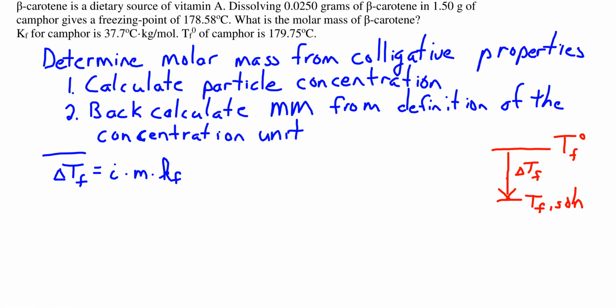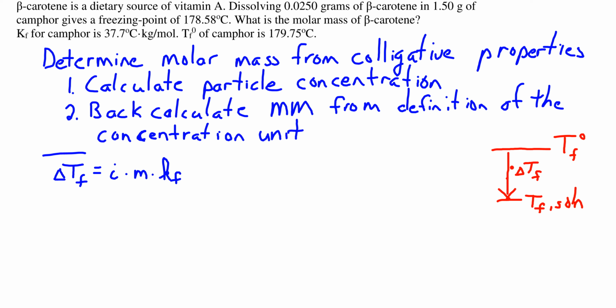Each time we're asked to determine molar mass using colligative properties, we're going to follow the same two steps. First, to calculate the particle concentration, and then use whatever concentration unit that is to back calculate the molar mass. In this case, we're using freezing point depression.